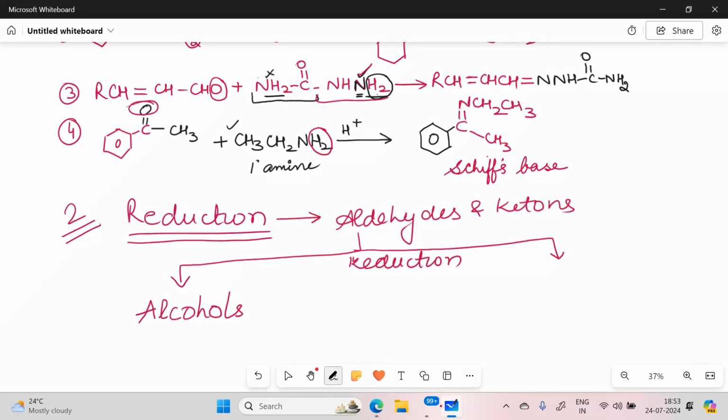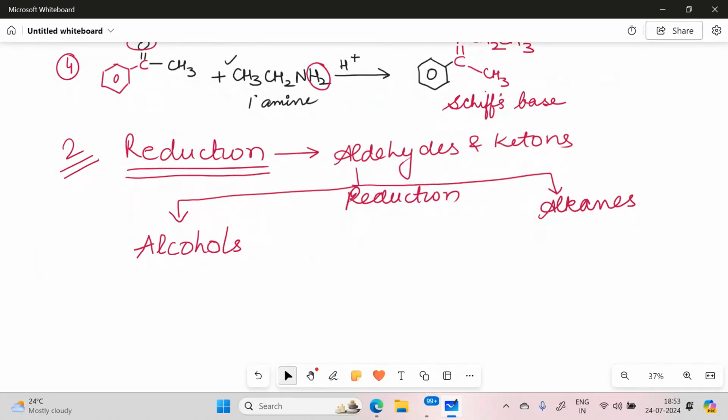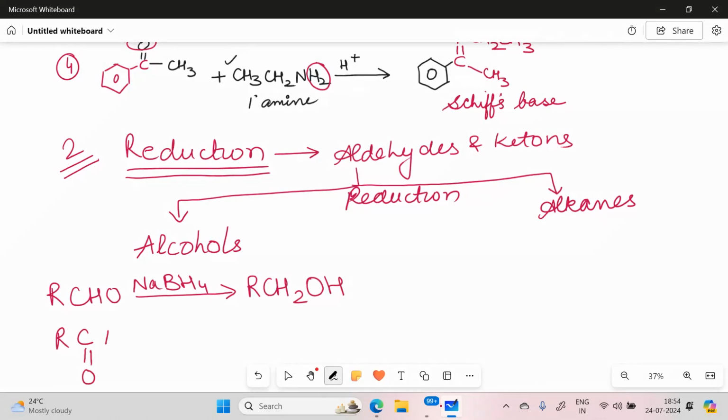There are two types of reduction we will do, and it can also reduce to alkanes. Aldehydes and ketones can be reduced to alcohols, and they can be reduced to alkanes. The reduction to alcohols we have already done in the previous chapter. When you use any reducing agent like NaBH4, LiAlH4, or hydrogen in the presence of nickel, platinum, or palladium, CHO converts into CH2OH, alcohol. If you have ketones using NaBH4, it converts into secondary alcohol.